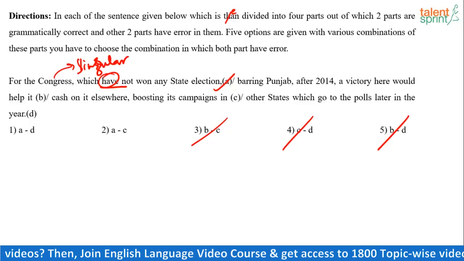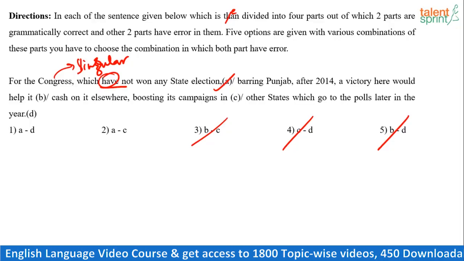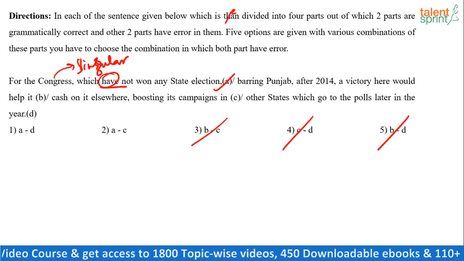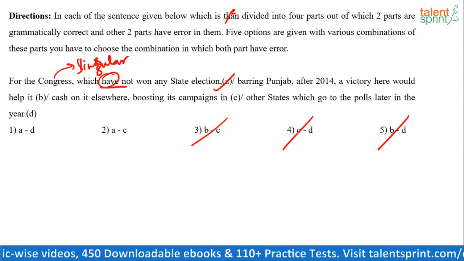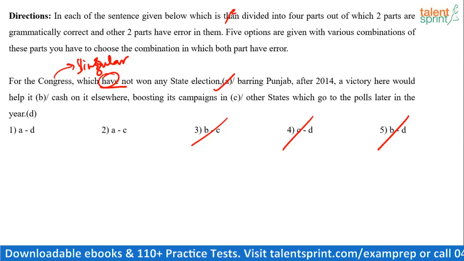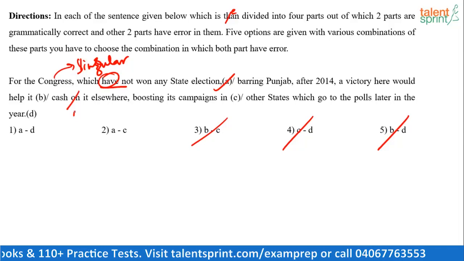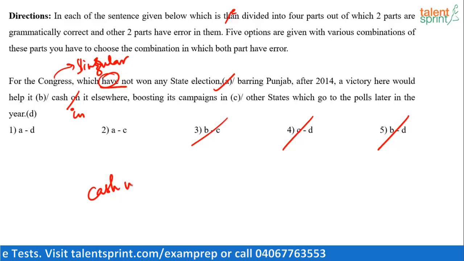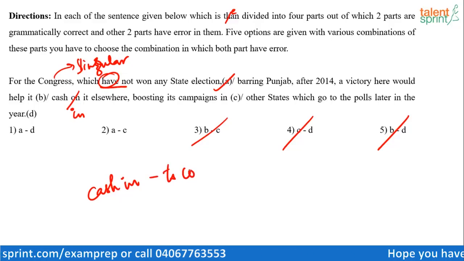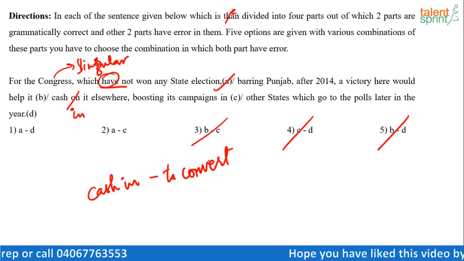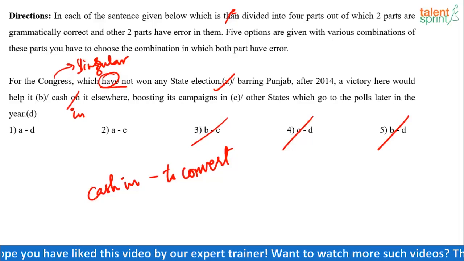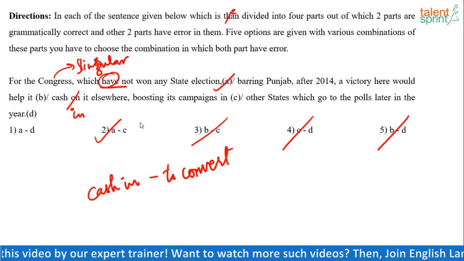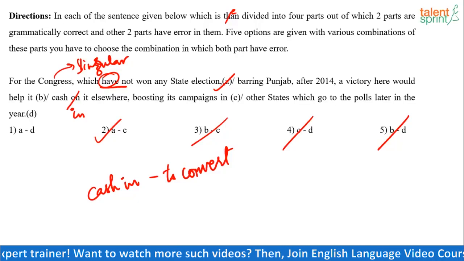Barring Punjab after 2014, a victory here would help it cash on it elsewhere, boosting its campaigns in other states. Now, cash on, it should be cash in. It is a phrase. What is the meaning of cash in? To convert money. So cash in is to convert money. So the error is in A and C. The right answer is A and C.